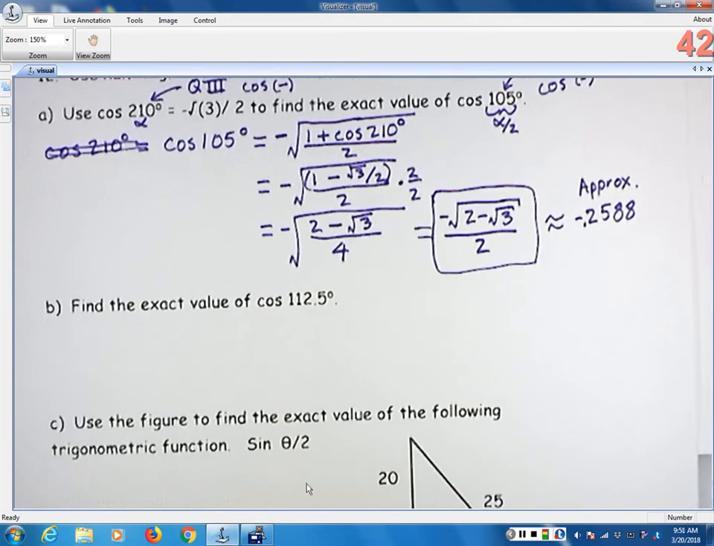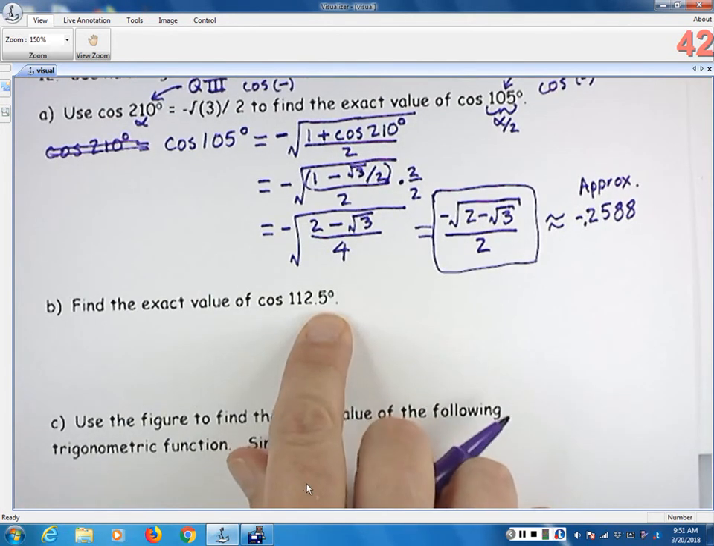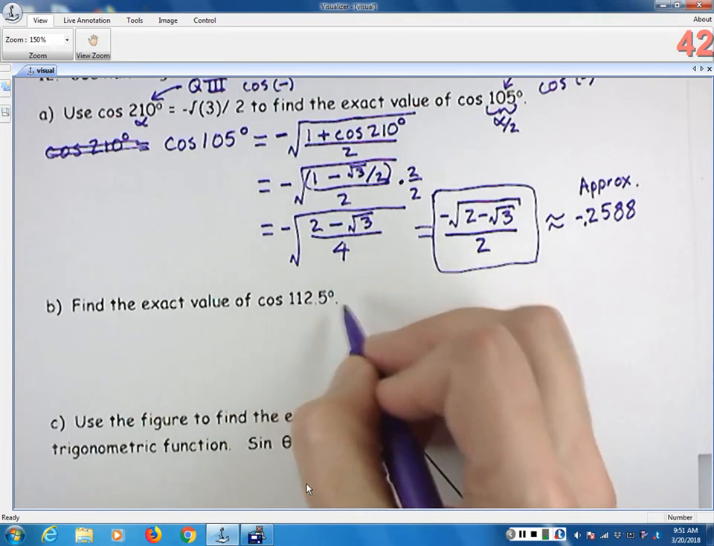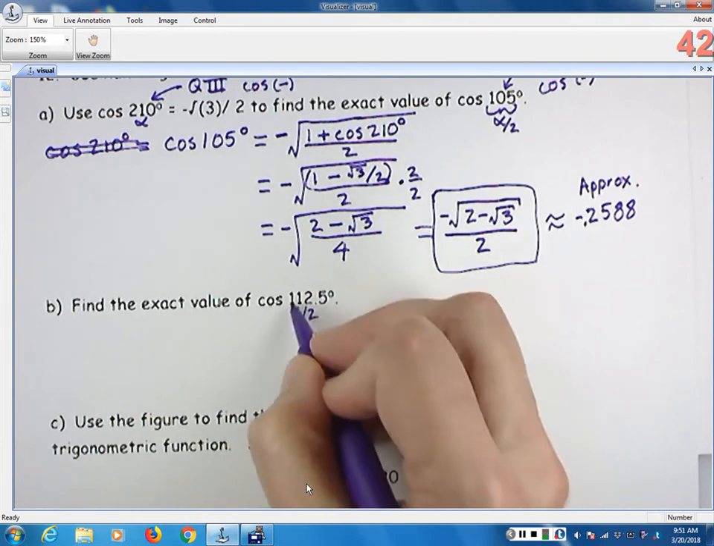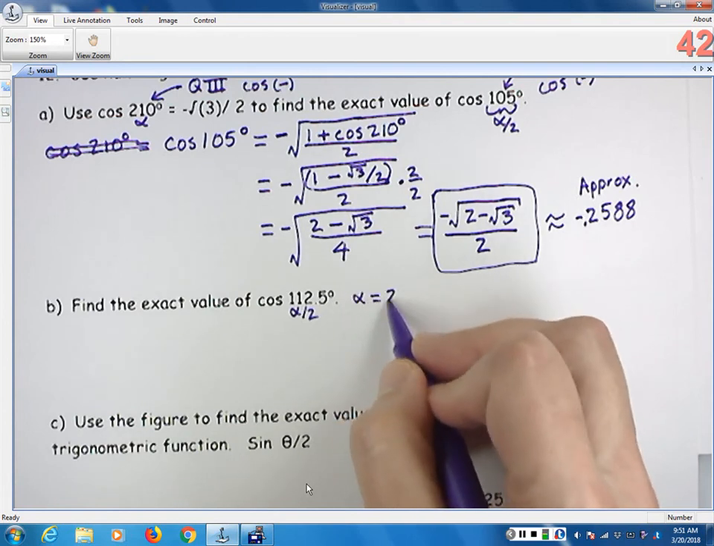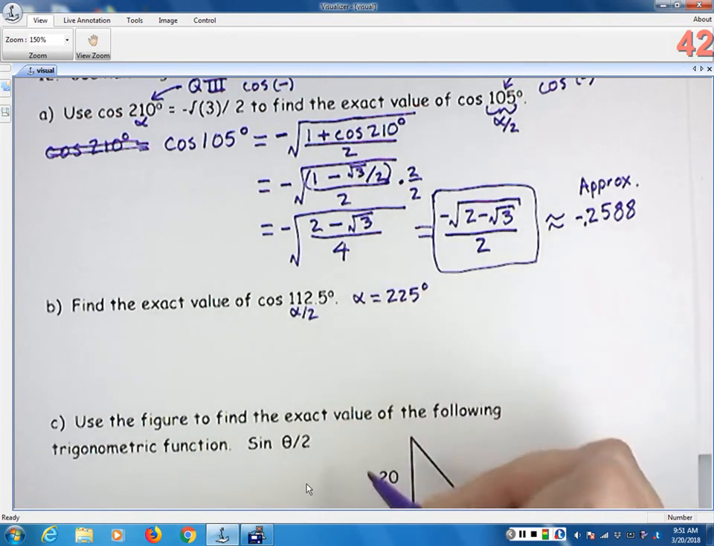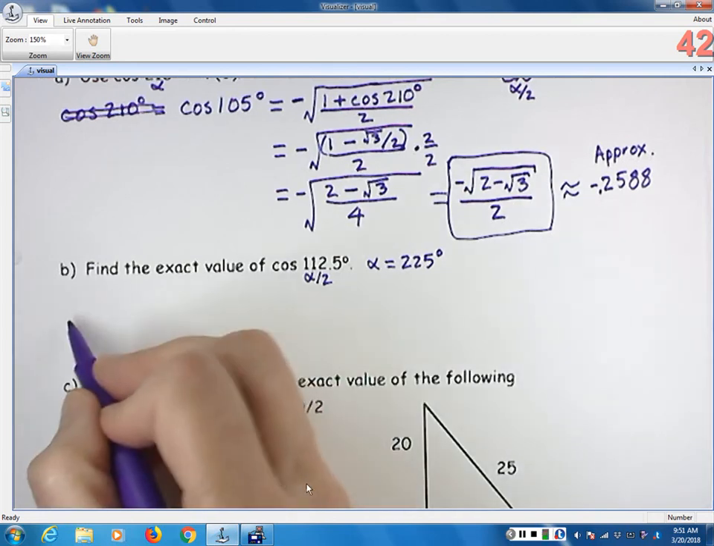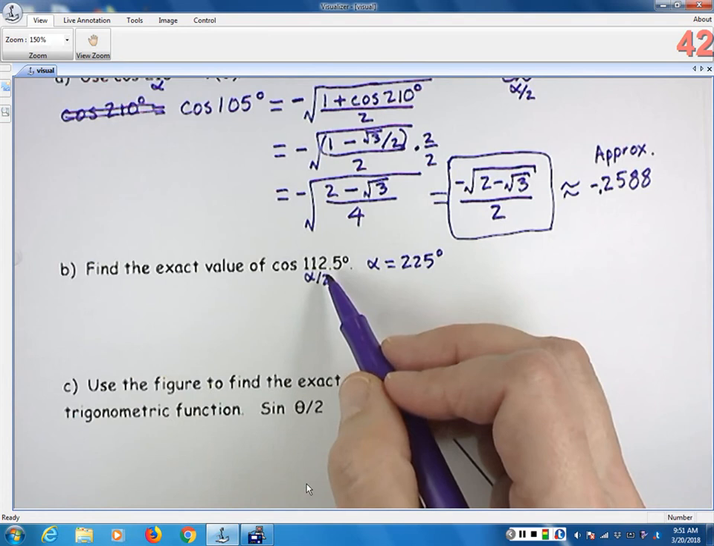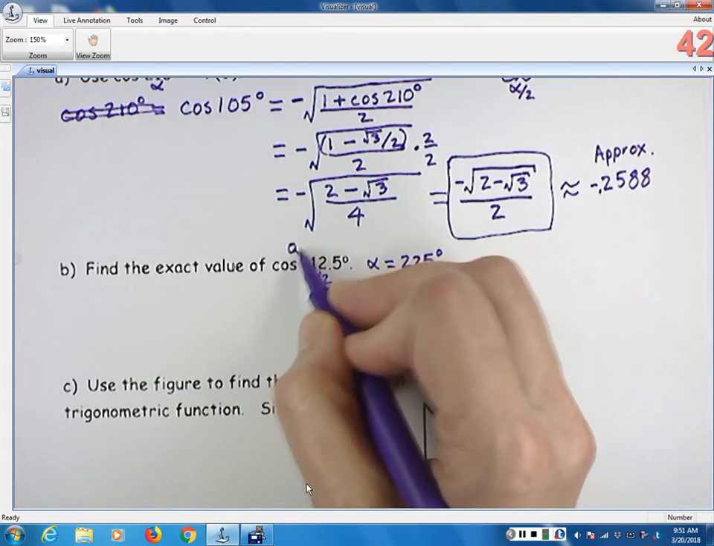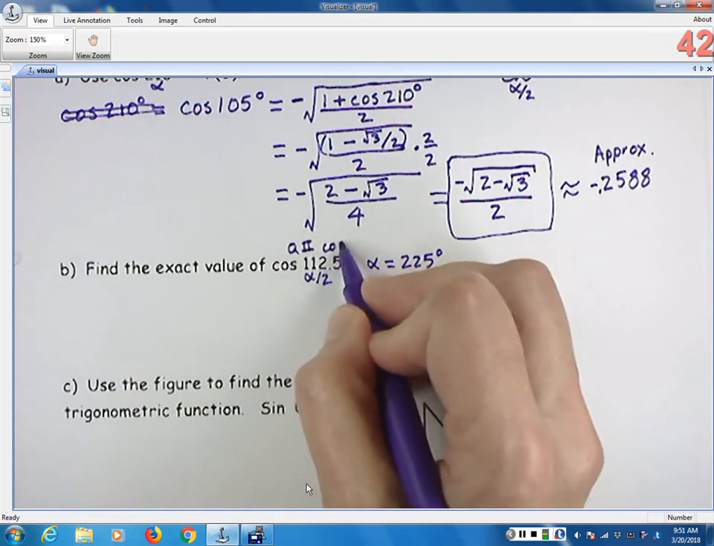Find the exact value of cosine 112.5. Well, this is half of 225 degrees. So my alpha over 2 is 112.5, and my alpha is 225 degrees. 112.5 degrees is between 90 and 180, so it's in quadrant 2. Cosine is negative.